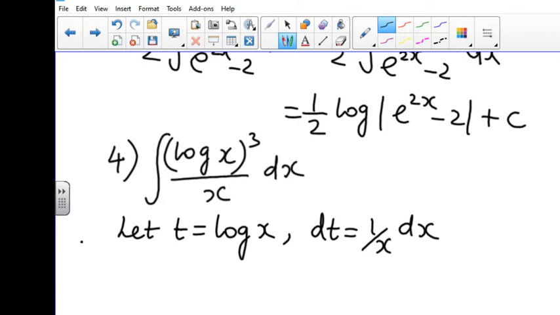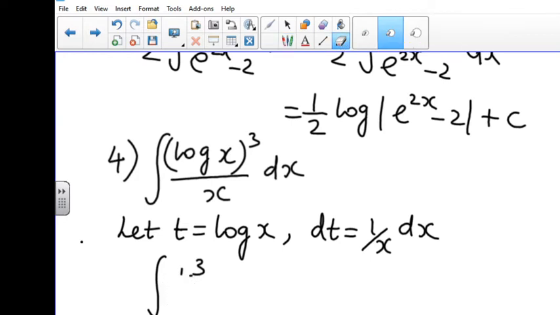So here we can write this now. In the place of log x we can represent t cube, and 1 by x dx is nothing but dt. So we can write it as the integral of t cube dt.